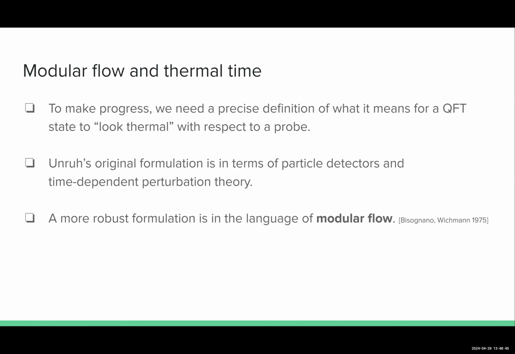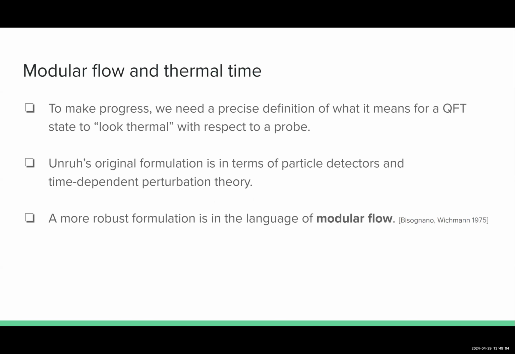So I've asked a question, which was a physicsy question. When does something like the Unruh effect happen? In order to answer that, I need to tell you what the rules are for answering it. I need to give you some precise mathematical definition of the thing that I'm trying to prove. So we need a definition of what it means for a field theory state to look thermal.